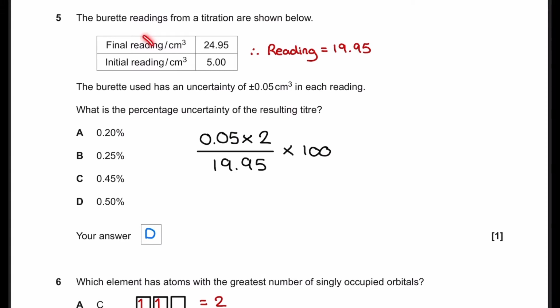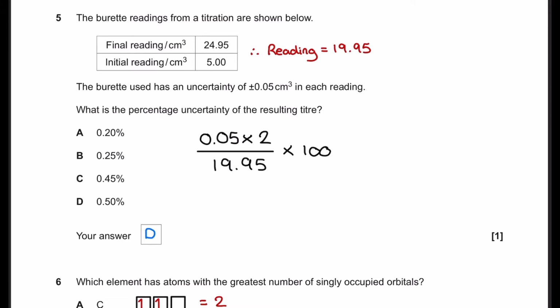So we've got 2 separate readings, and that's going to give us a titre of 19.95. The burette used has an uncertainty of plus or minus 0.05 cm³ in each reading. Now that's really important, because since 2 readings were used to determine that titre, I'm going to need to incorporate that fact into my calculation. What's the percentage uncertainty of the resulting titre?